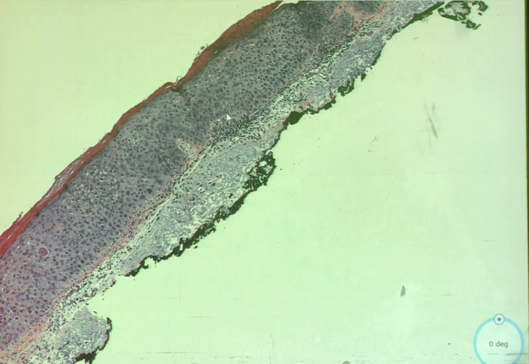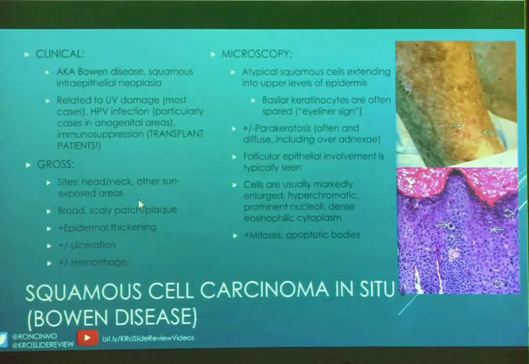But yes, this is carcinoma in situ. Squamous cell carcinoma in situ, or SCCIS. I don't know how you say that acronym. Also known as Bowen disease, squamous intraepithelial neoplasia. Again, it's related to UV damage in most cases, but can also be related to HPV, so we see the overlap with our previous cases. HPV is more often in the anogenital areas, and you can also see this in immunosuppressed patients. So we want to think transplant patients getting squamous cell carcinoma in situ. Again, head and neck, sun-exposed areas.